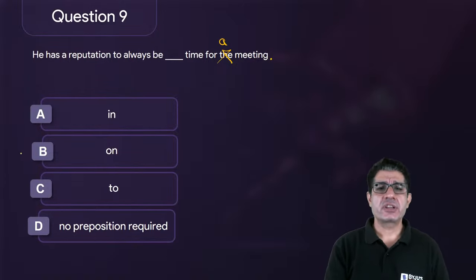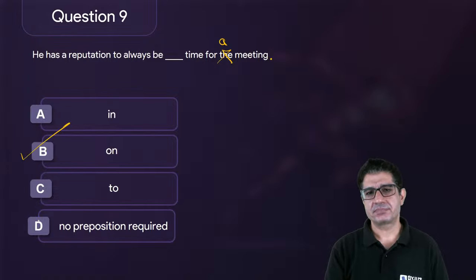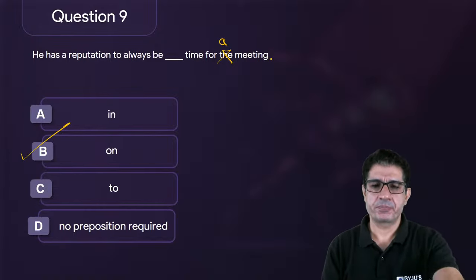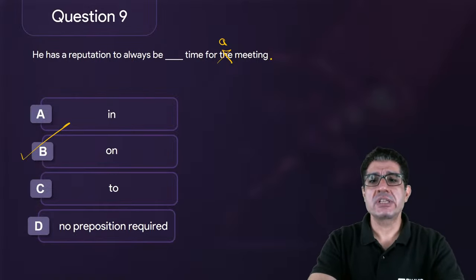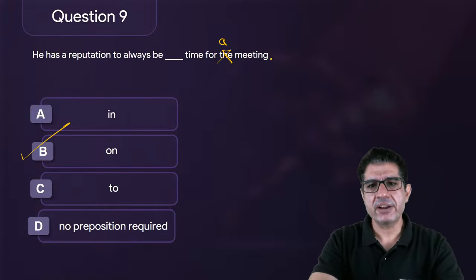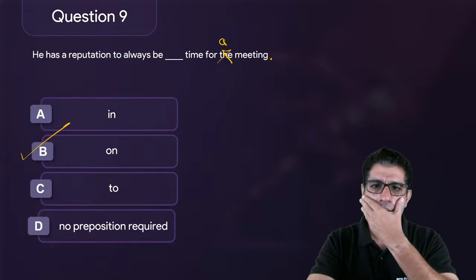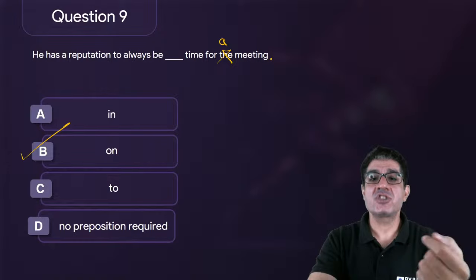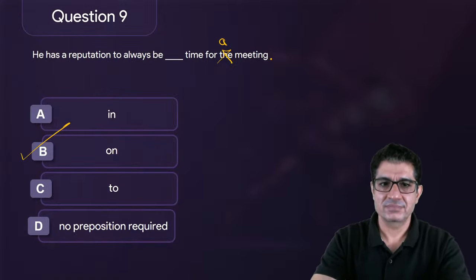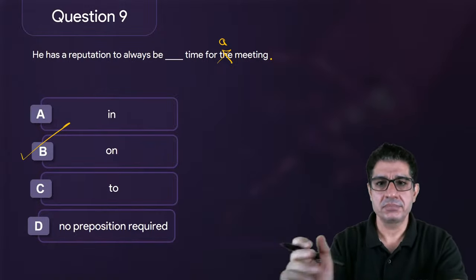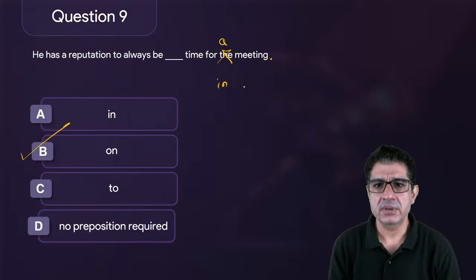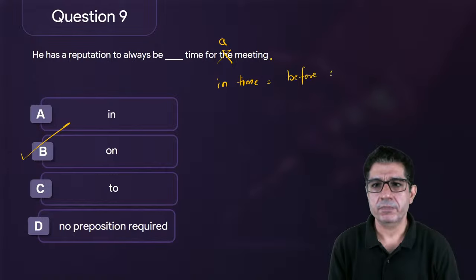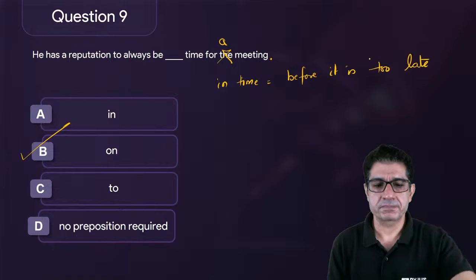So the correct answer here is going to be B, on time. Now, a lot of us have also chosen in time. So let us look at that as well. On time basically means at the scheduled time. Whereas in time basically means before it is too late. Okay, so let's check.